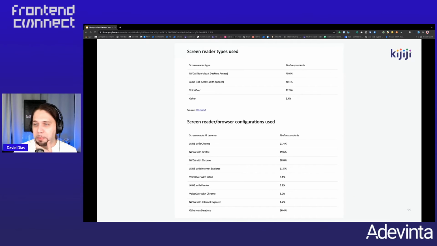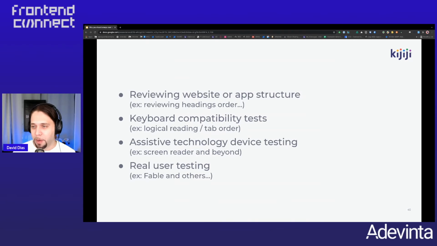Something to keep in mind is that it's a bit like before, when we had Internet Explorer and you needed to test in different browsers. You need to test these tools in different browsers, for example on macOS with Safari. VoiceOver works better on Safari than Chrome. But keep in mind that people use different tools to access the web.